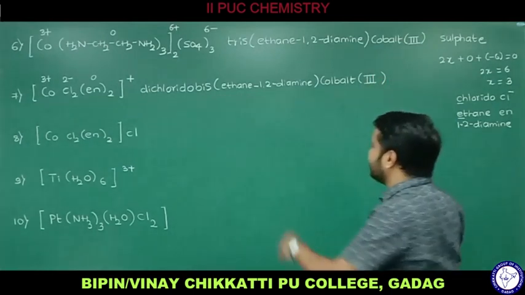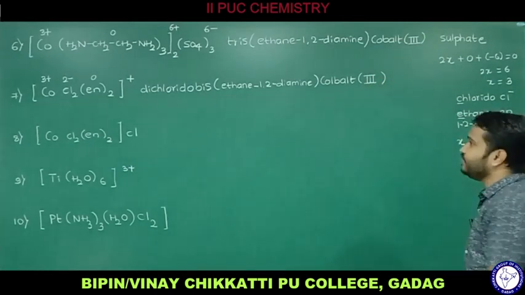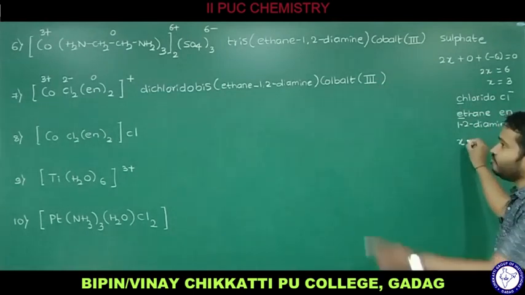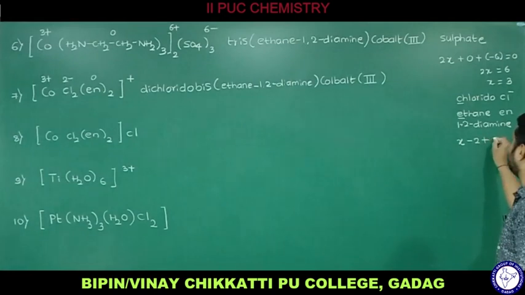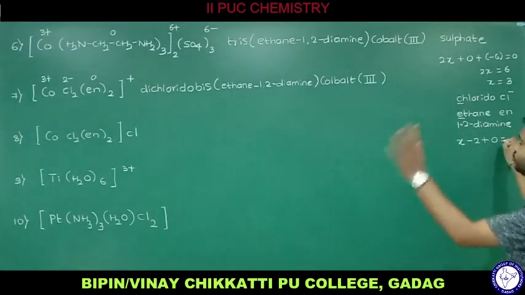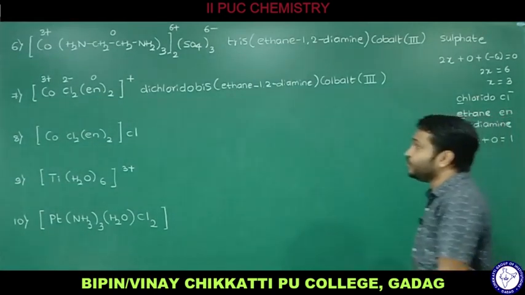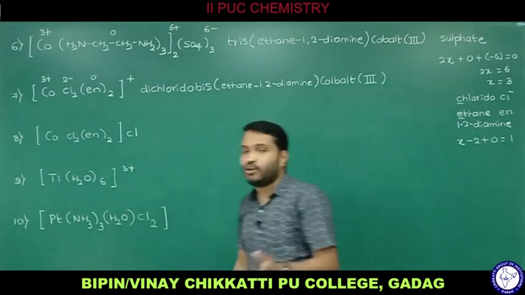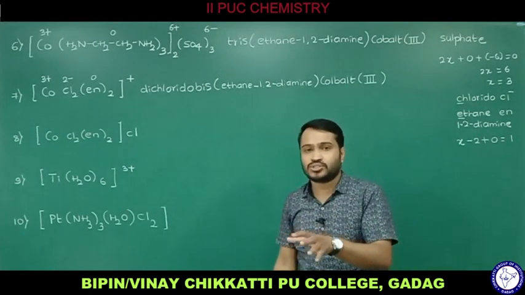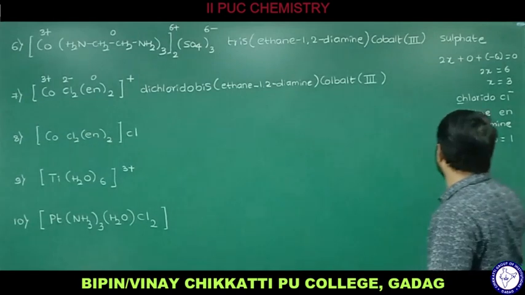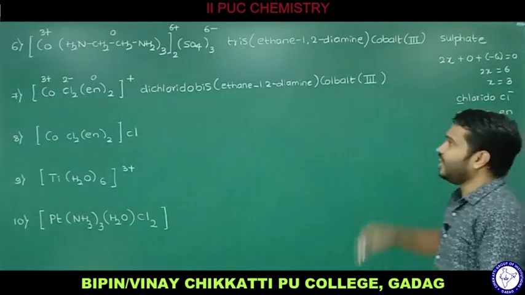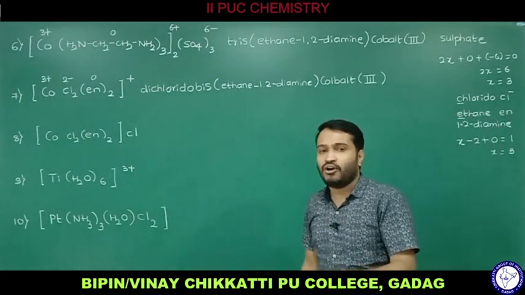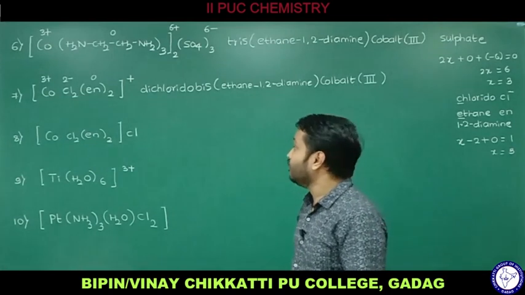If you didn't get that, just see. For cobalt we are interested in x, and we have Cl2, which will be -2, and ethane 1,2-diamine will be 0, which equals the charge, +1. As we know, in case of an ion, the sum of oxidation numbers equals the charge present on the ion. This is not a neutral complex, therefore I have written 1. Therefore x equals 1 plus 2, which is 3. So this is the basic of oxidation number, how to calculate that.